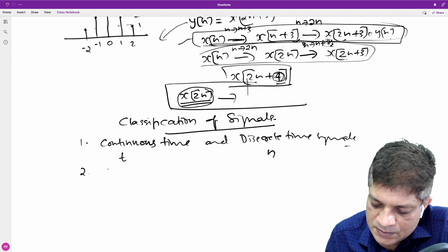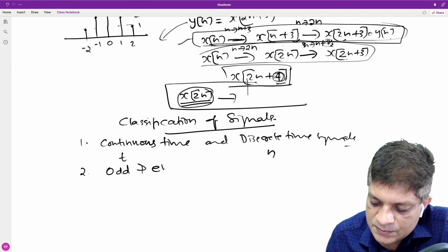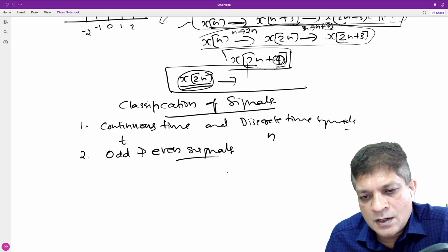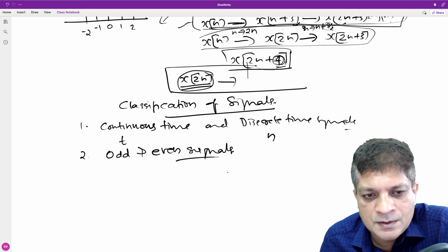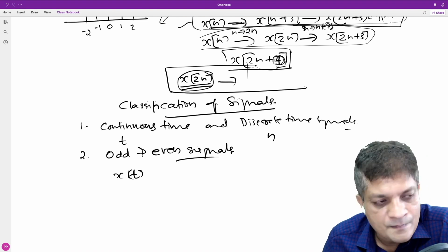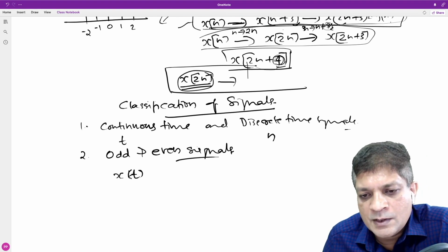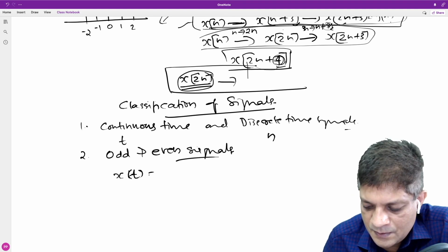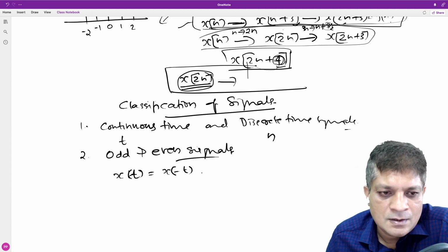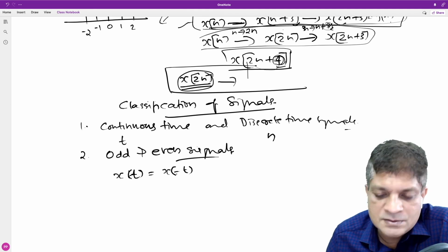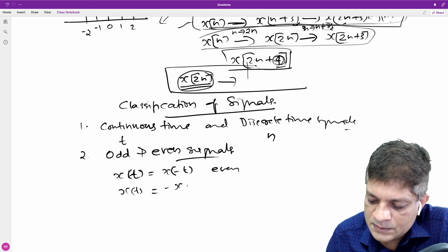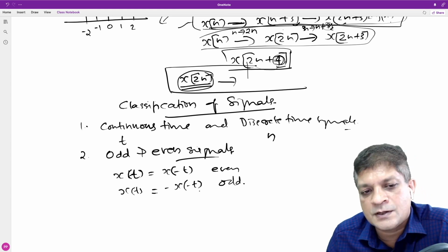And the second classification is odd and even signals. That is the classification based on the symmetry property of that signal. When can we say that a signal x(t) is even? When x(t) is equal to x of minus t, then we can say that the signal is even. And when x(t) is equal to minus x of minus t, then it is an odd signal.